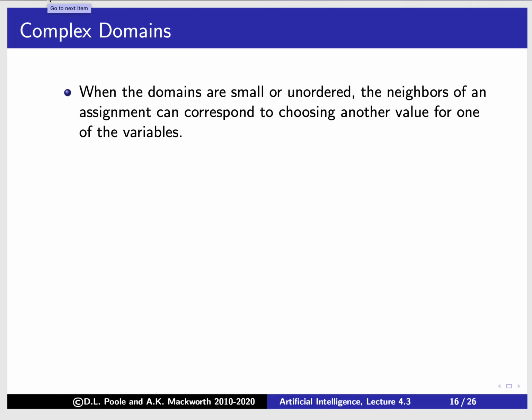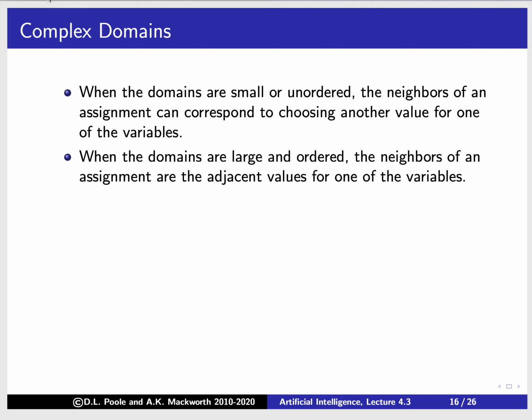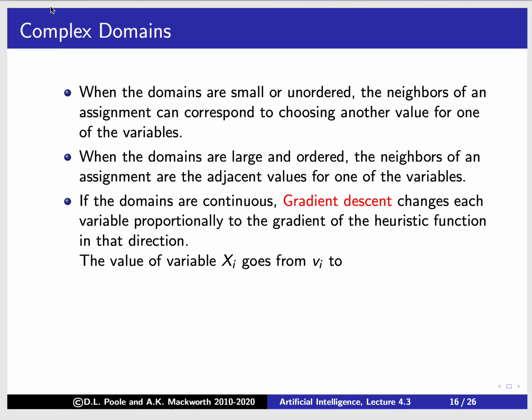Another thing we can do is for complex domains. If domains are small and unordered, the neighbors of an assignment can correspond to choosing another value for one of the variables. However, when the domains are not small and unordered, we might need to do something else. When the domains are large and ordered, the neighbors of an assignment are the adjacent values for one of the variables. You can imagine going from a medium to a large size could be one step, and you see whether that improves it, because there might be lots of sizes in clothing, for example. If the domains are continuous, we do something called gradient descent.